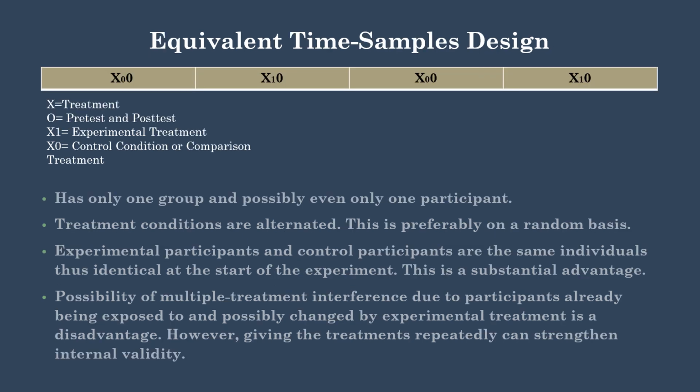Equivalent time samples design. This type of design has only one group and possibly only one participant. Treatment conditions are alternated, preferably on a random basis. Experimental participants and control participants are the same individuals, thus identical at the start of the experiment. This is a substantial advantage. Possibility of multiple treatment interferences due to participants already being exposed to and possibly changed by experimental treatment is a disadvantage. However, giving the treatments repeatedly can strengthen internal validity.